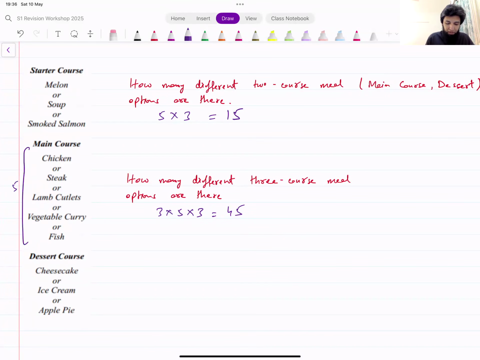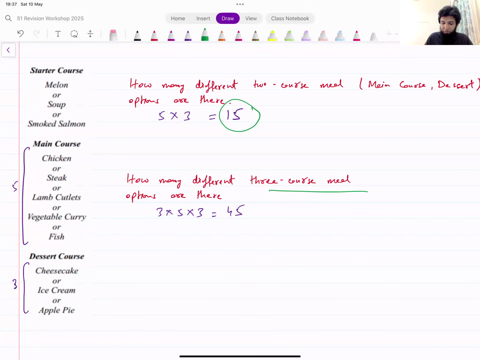Now you've got 5 main course options, you've got 3 dessert options. What's the total number of different combinations you can have in this case? With chicken, you can have any 3 of them. With steak, you can have any 3 of them. So what's the total that you get? 5 multiplied by 3, and that gives you 15.